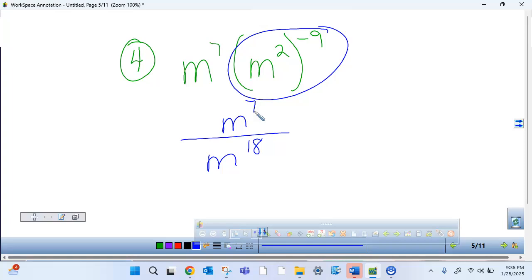When you divide powers with the same base, you find the difference between their exponents. Well, the difference between 7 and 18 is 11. And so that 11 comes from the denominator. So it would be 1 over m to the power of 11.